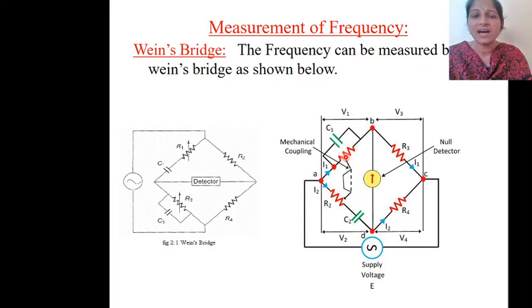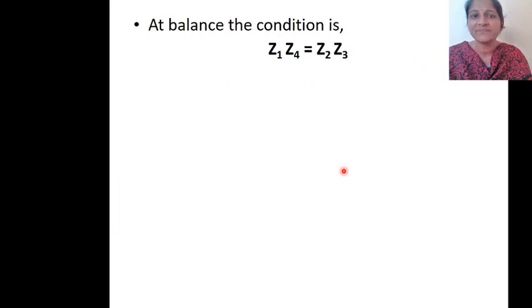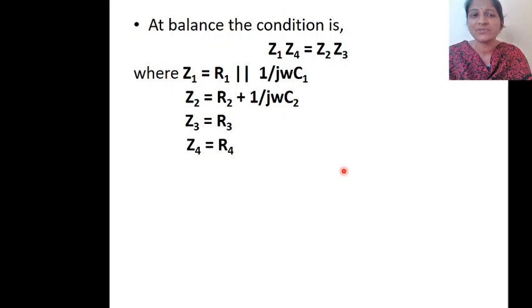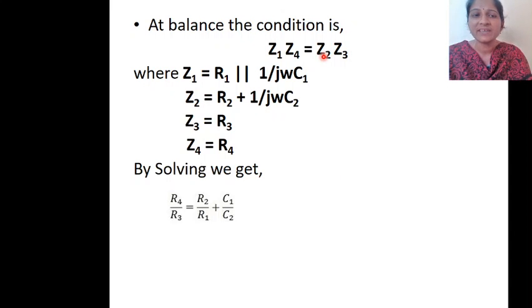Now Z1 is equal to R1 parallel 1 by j omega C1. Z2 is equal to R2 plus 1 by j omega C2. Z3 is equal to R3. Z4 is equal to R4. Now substituting these values of Z1, Z2, Z3, Z4 in the balancing condition, by equating the real parts you will be getting one equation, and by equating the imaginary parts you will be getting another equation. You know that omega is angular frequency, that is 2 pi f. From this you can get the value of f.